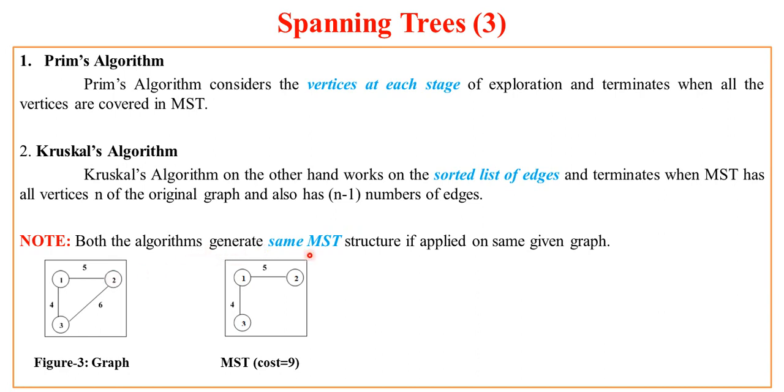Remember, both the algorithms, if applied on the same graph, assume that we have graph 3 given over here, and if we apply either Prim's or Kruskal, we will get the same MST structure. So for this given graph, the MST with edges 1 to 2 and 1 to 3 will be the same for both Prim's and Kruskal.